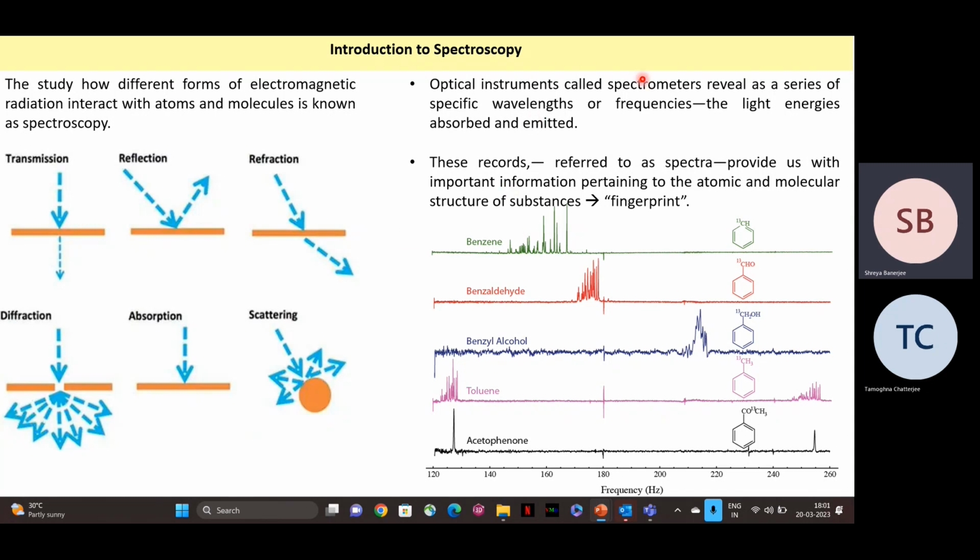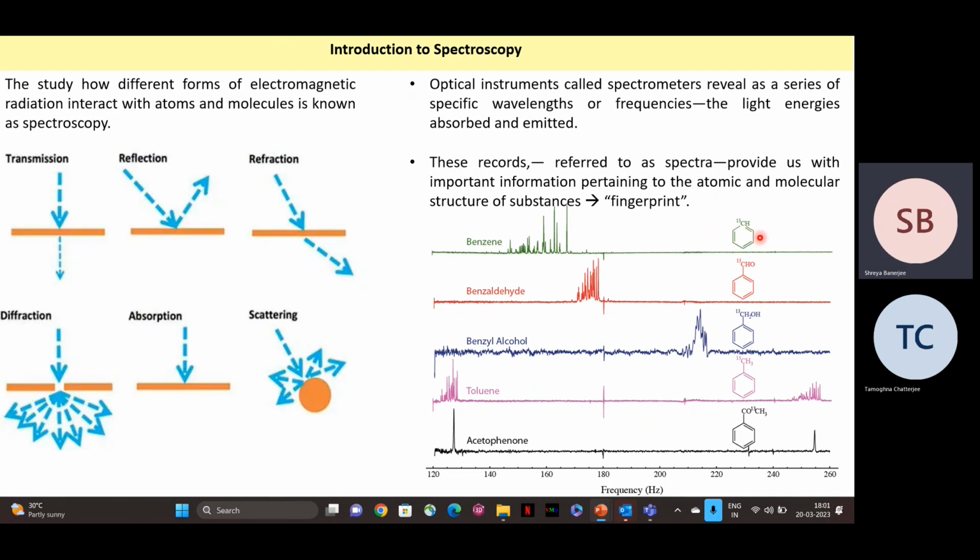So, optical instruments called spectrometers reveal as a series of specific wavelengths or frequencies the light energies that are absorbed or emitted. And from these wavelengths or frequencies, a spectra is formed, and that gives us information about the atomic and molecular structure of substances. The spectra is kind of like the fingerprint of a substance. Like a person has a unique fingerprint, each compound also has a unique spectra.